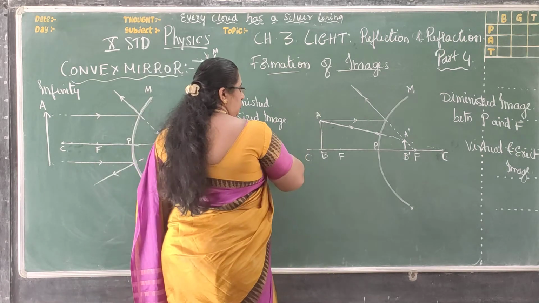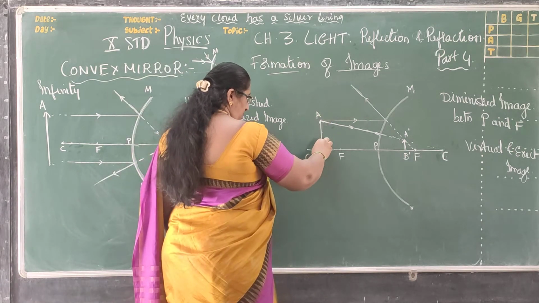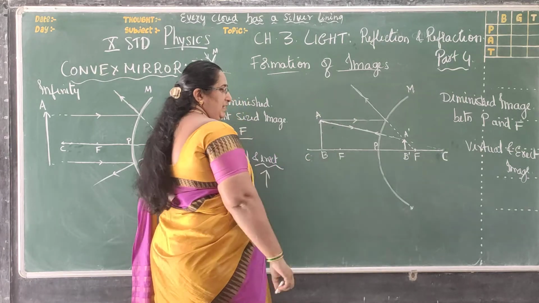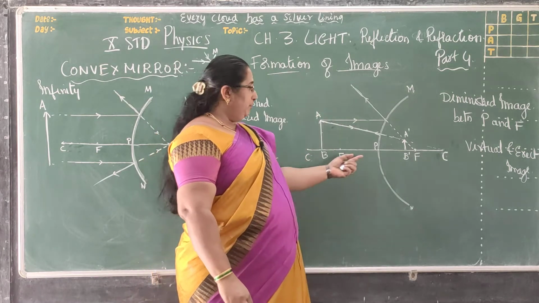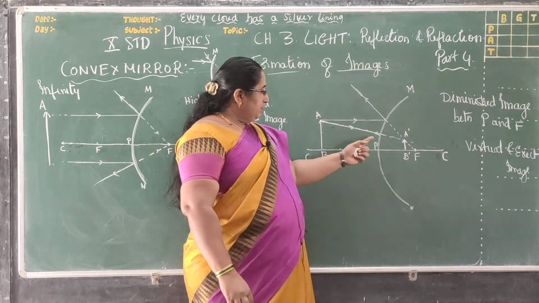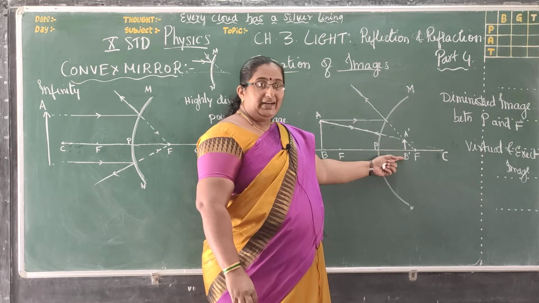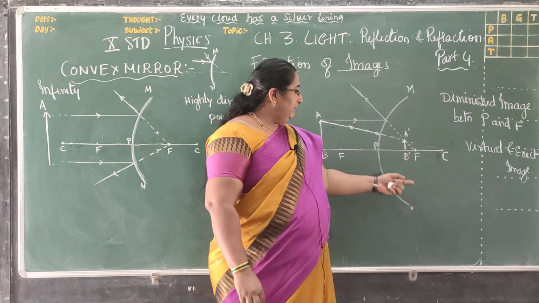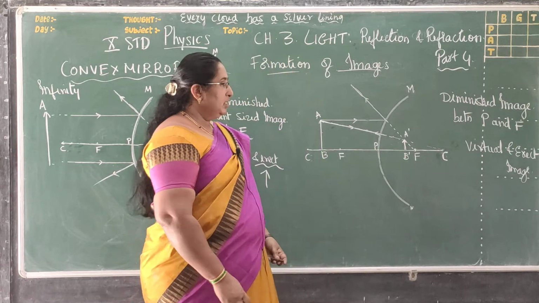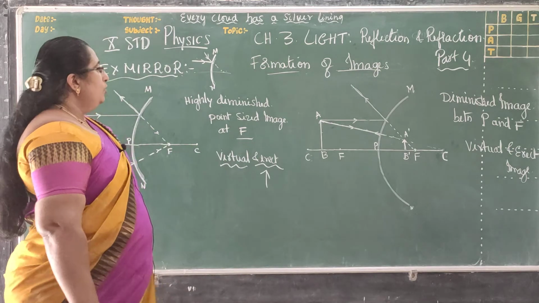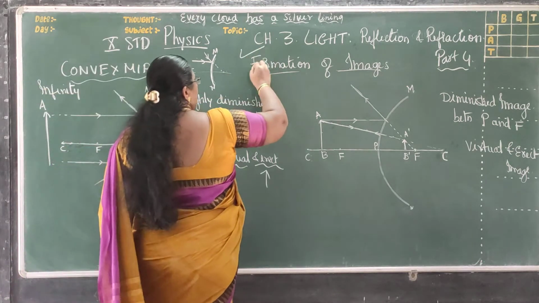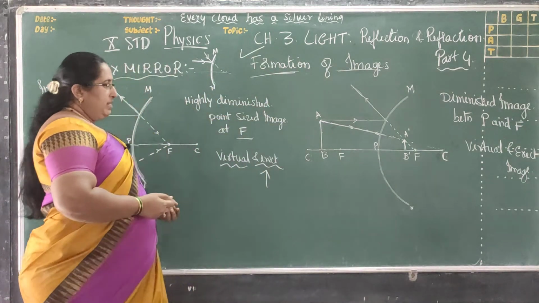So in these two cases, where the position of the object is between infinity and the pole, the image is formed behind the mirror. It is a virtual, upright image. The image is formed between the pole and the focus. So this is how the image is formed in a convex mirror.